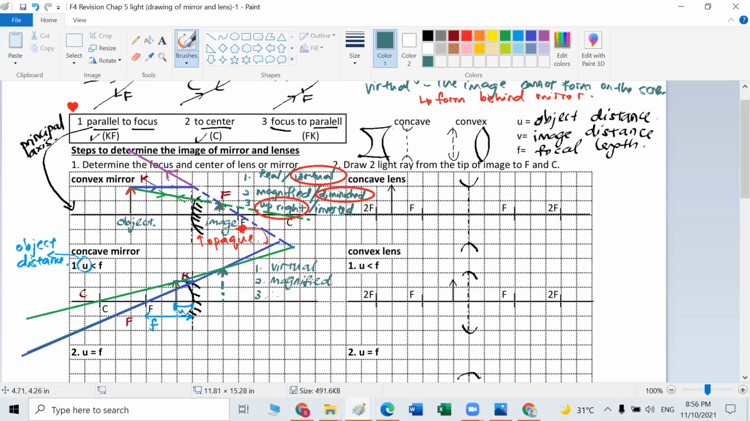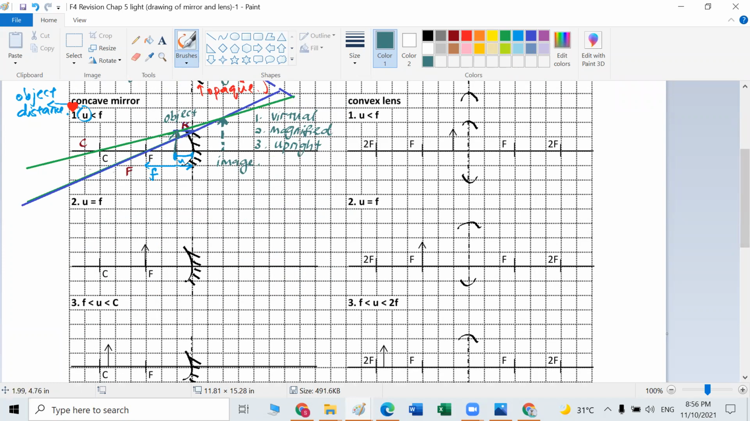Okay, then upright. Very good. Concave is always virtual, not necessary. Later we check. Concave. Okay, so anyone not sure? So this is object and this is image. Okay, the image would be virtual, magnify, upright.